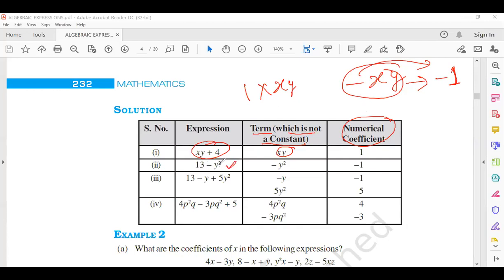Now look at the second example. 13 minus y square. The term which is not a constant will be minus y square. And will you please tell me the coefficient of minus y square? That will be minus 1. Minus y square will be written as minus 1 times y square. So it is actually the numerical coefficient it is asking, not the coefficient. Numerical coefficient means the question asks only the coefficient which is in number.